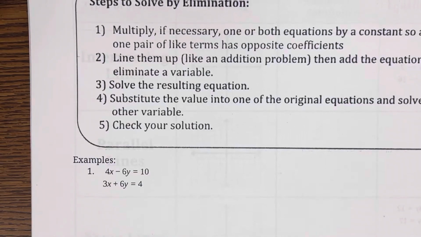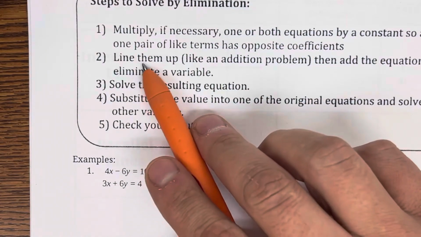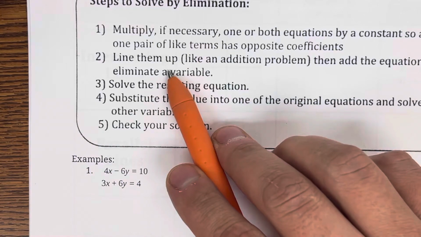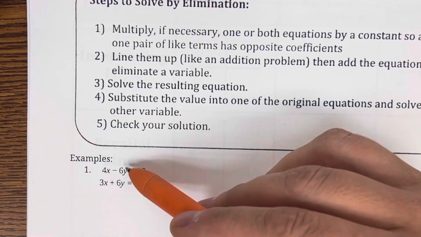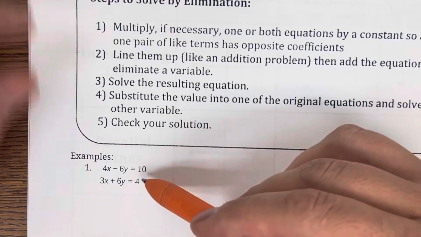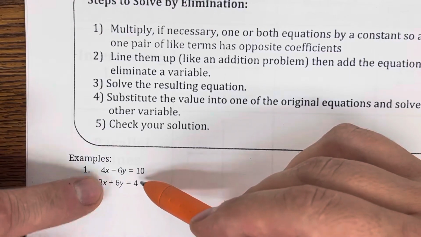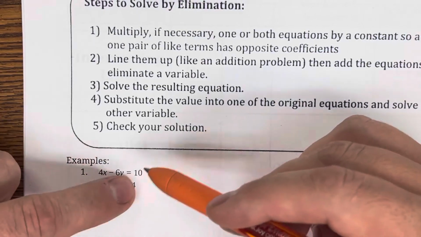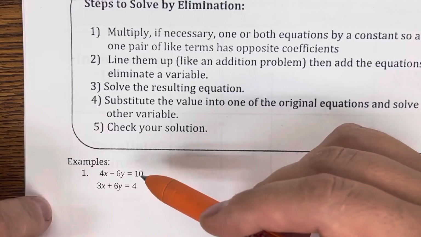So for us to use the elimination method, a couple things that we have to do. I always do step 2 first. I'm going to line them up, okay? I need the x's lined up, I need the y's lined up, I need the equal sign lined up, and then I need the constants lined up. So I need x's, y's, equal sign, number. So I want to line them up first, okay?